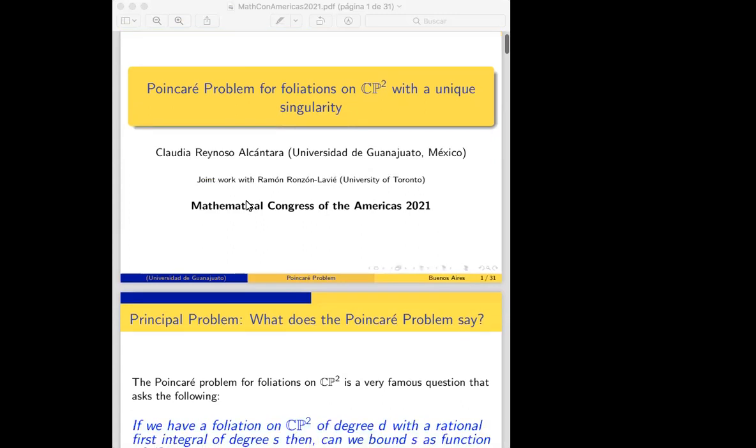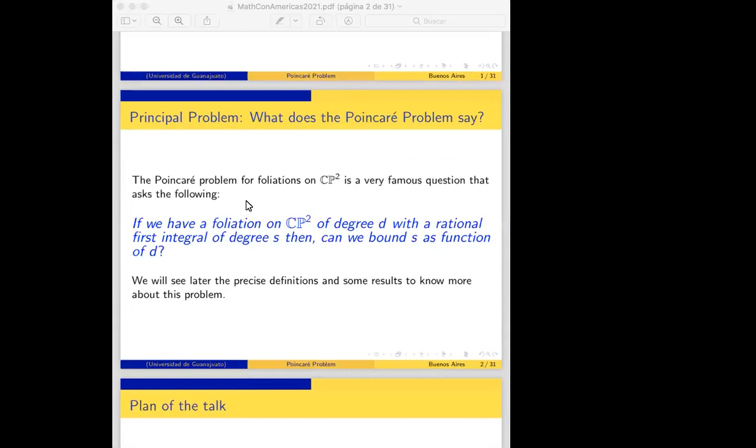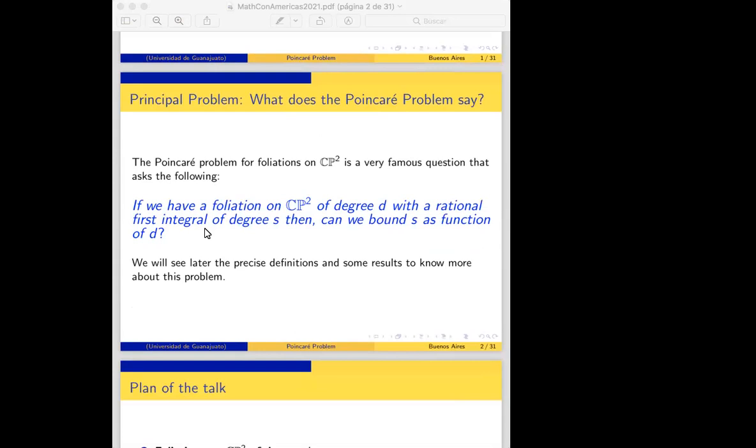I'll begin by saying what the Poincaré problem is in general. The Poincaré problem is the following. If we have a foliation on the projective plane of degree d with a rational first integral of degree s, then can we bound s as a function of d? I will see later the precise definition and some results to know more about this problem.